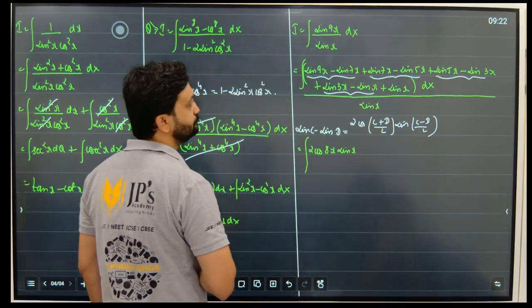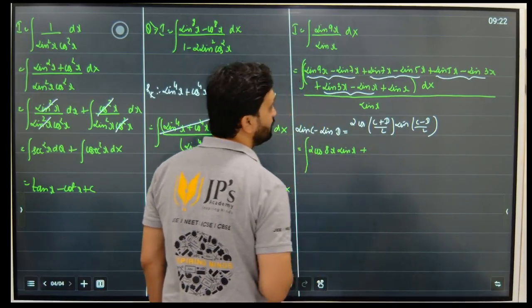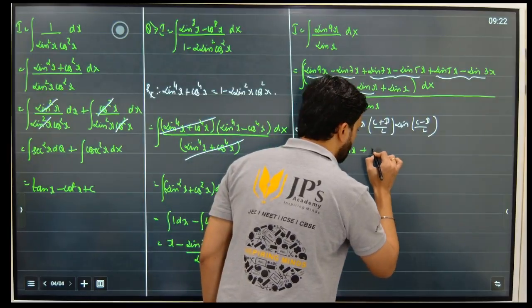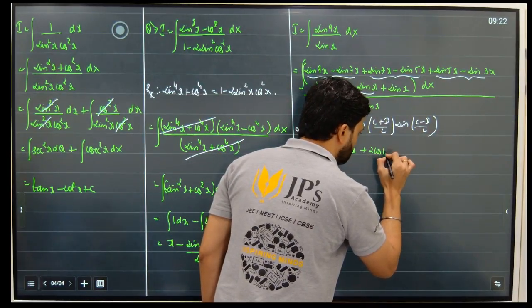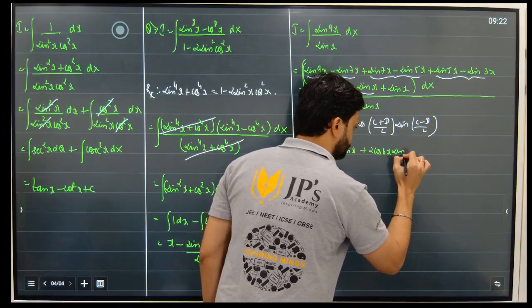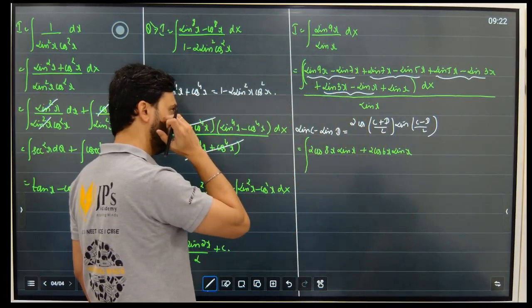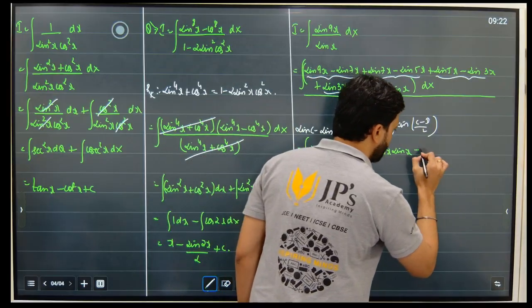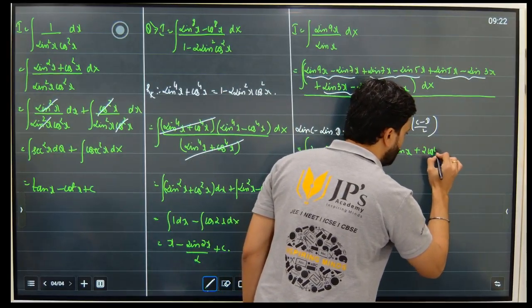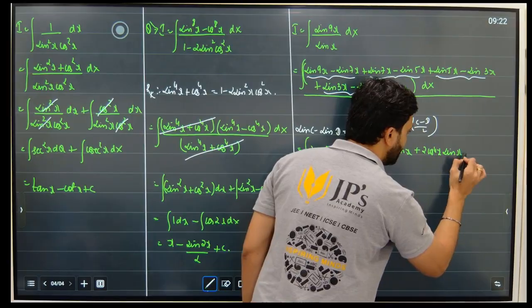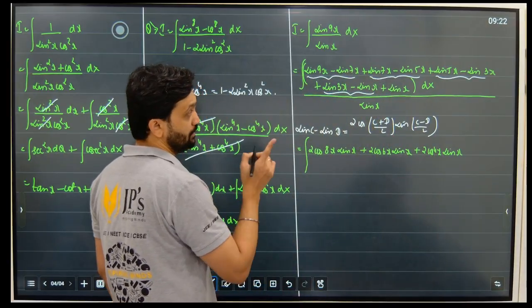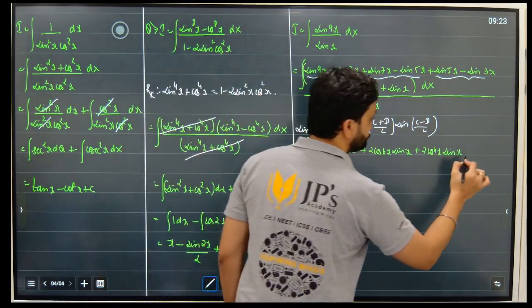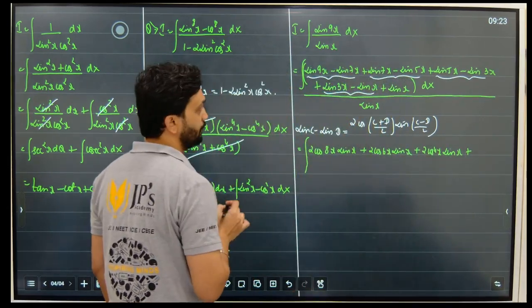Sin x. Plus, 7 plus 5 is 12, divided by 2 is 6. 7 minus 5 is 2, divided by 2 is 1. 5 plus 3 is 8, divided by 2 is 4. 2 cos 4x sin x. Okay. Plus, I'll write it here.